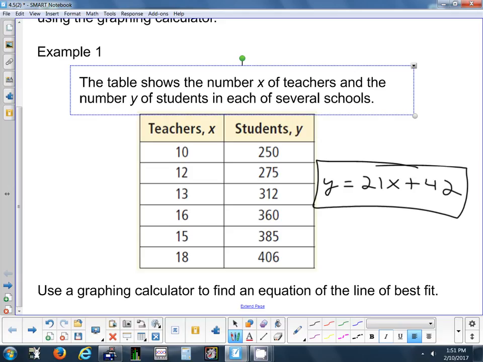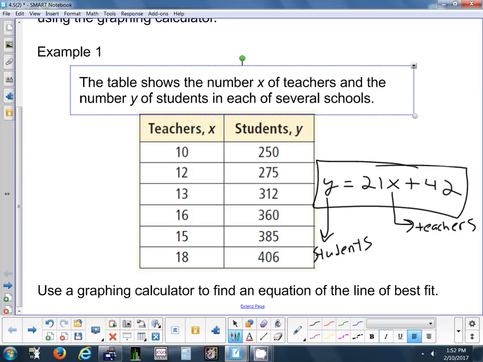All right, so what does X represent here in this problem? Teachers. So X is teachers. And what is Y? Students. So what we could do is we could use this equation to make predictions. You could say to me, let's say I have a school with 320 students. What letter would I plug that in for? 320 students.